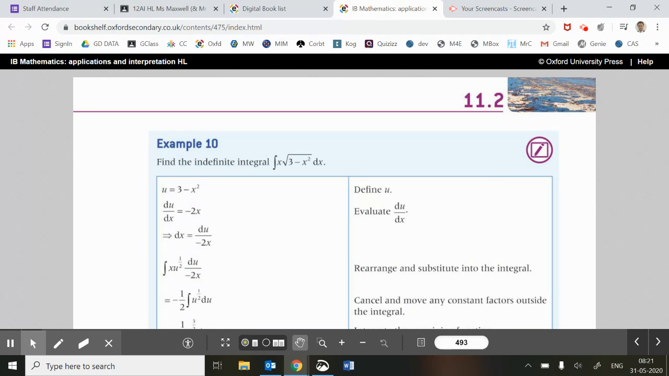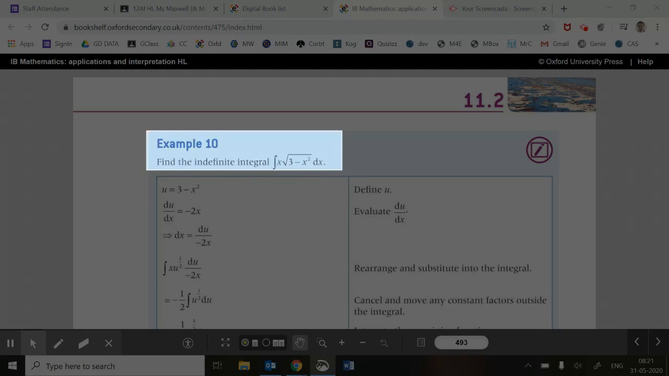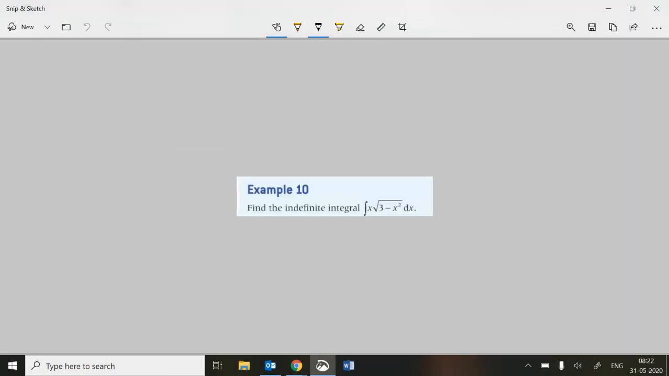Let's get straight into example 10. Let's find the indefinite integral of x times the square root of 3 minus x squared, with respect to x. They missed the dx at the end, which we normally write, but that just means with respect to x. x is the variable which we're considering at the moment.